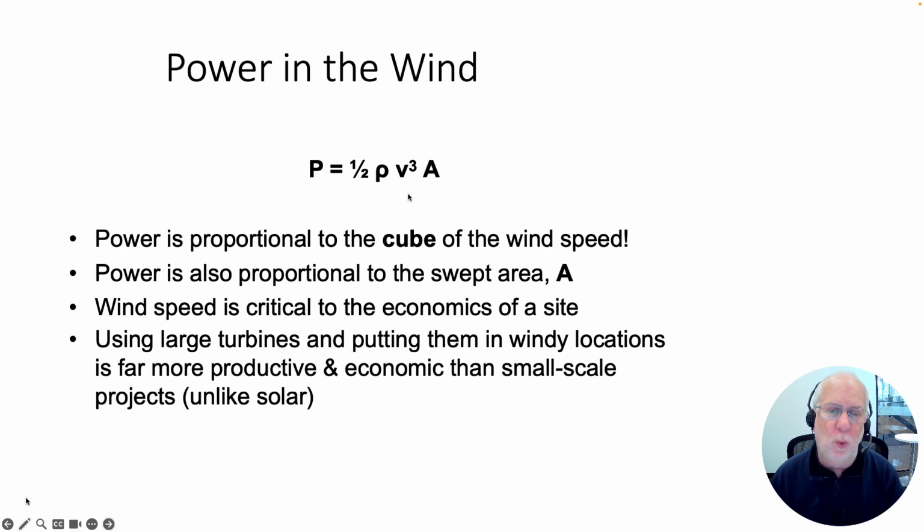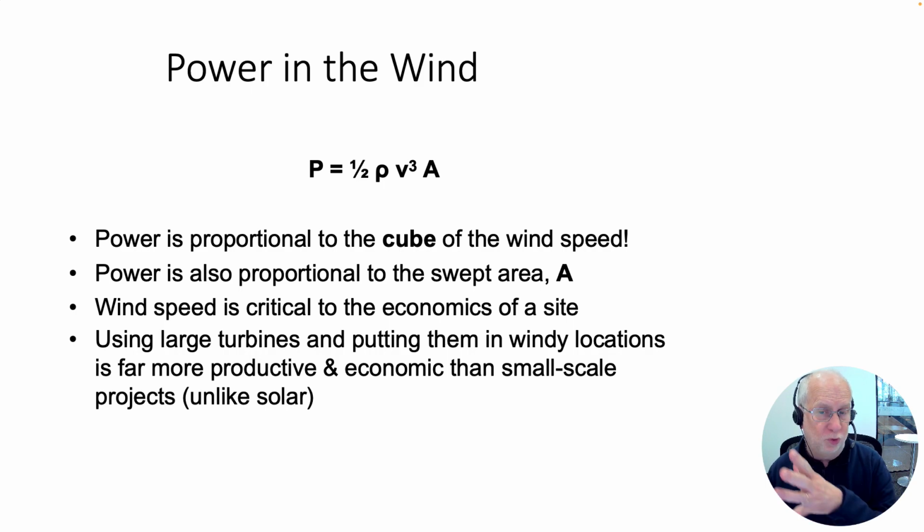So let's look at this equation. So half rho v cubed A. Power is proportional to the cube of the wind speed. That means that wind speed is by far the most important thing. A high wind speed gives you an enormously more amount of power.